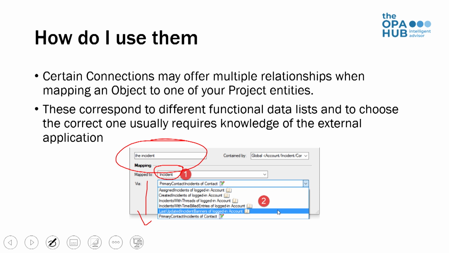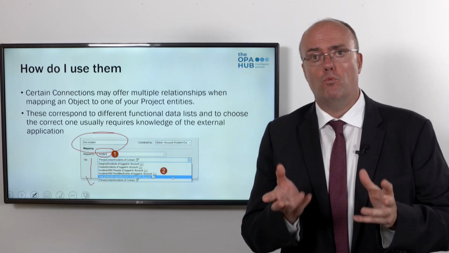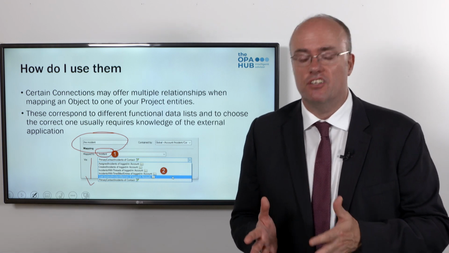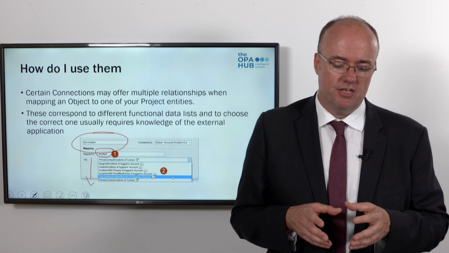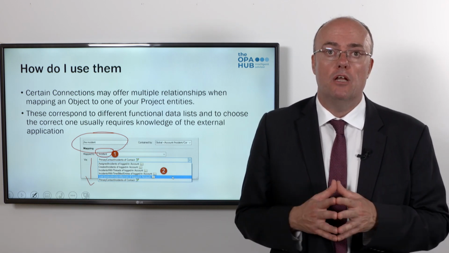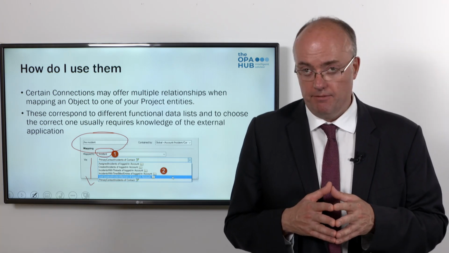It says, do you mean the incidents with time billed entries? Do you mean incidents assigned to this company? Do you mean incidents with threads according to this company? And so on and so on. So there are lots of different options. Basically what this means is the external application has lots of different ways to express the idea of incidents, and you can choose one of these. Notice also how the icon is different in some of them. That's telling you that some of them will be read-only and some of them will be editable if you want to let the user change something on that entity.